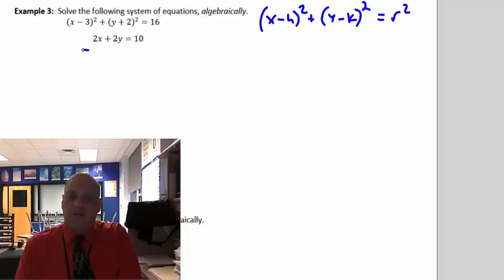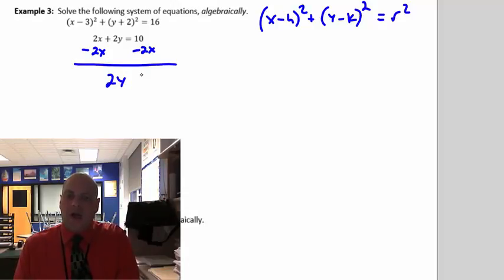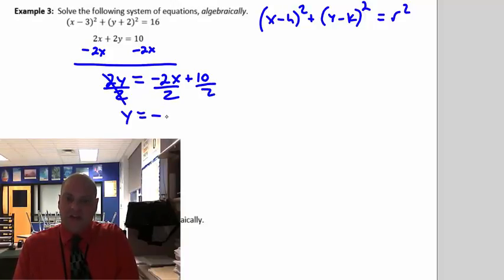So I'm going to subtract 2x. You could have subtracted 2y if you wanted to, but let's subtract 2x. So we're trying to get y by itself here. Negative 2x plus 10. Divide by 2. Got to divide everything by 2. Y equals negative x plus 5. So there we go. I know what y equals.